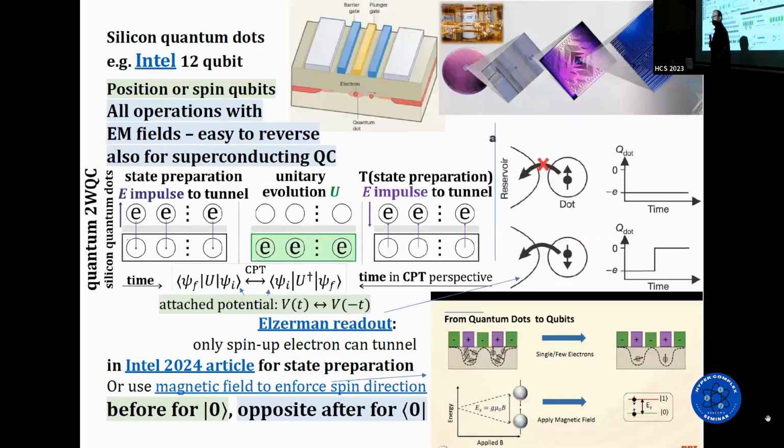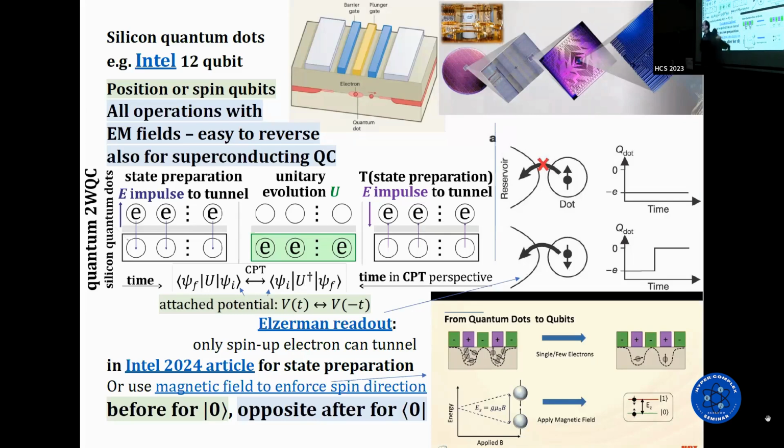Okay, so maybe let's now look at some technology, physics. One type of computer technology is simple quantum dots. One direction is these position-based qubits, in which we can just use an impulse for this tunneling to chosen positions, and this kind of state preparation is trivial to reverse. We just use the opposite impulse at the end. And from the CPT perspective, we get the ordinary state preparation.